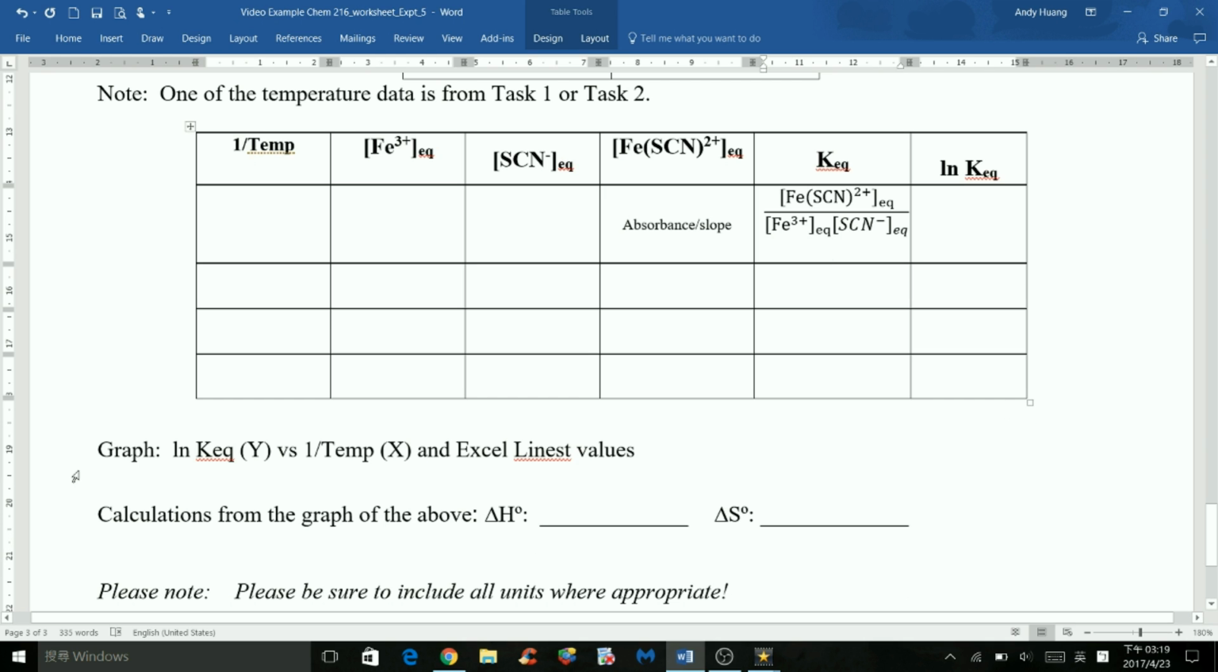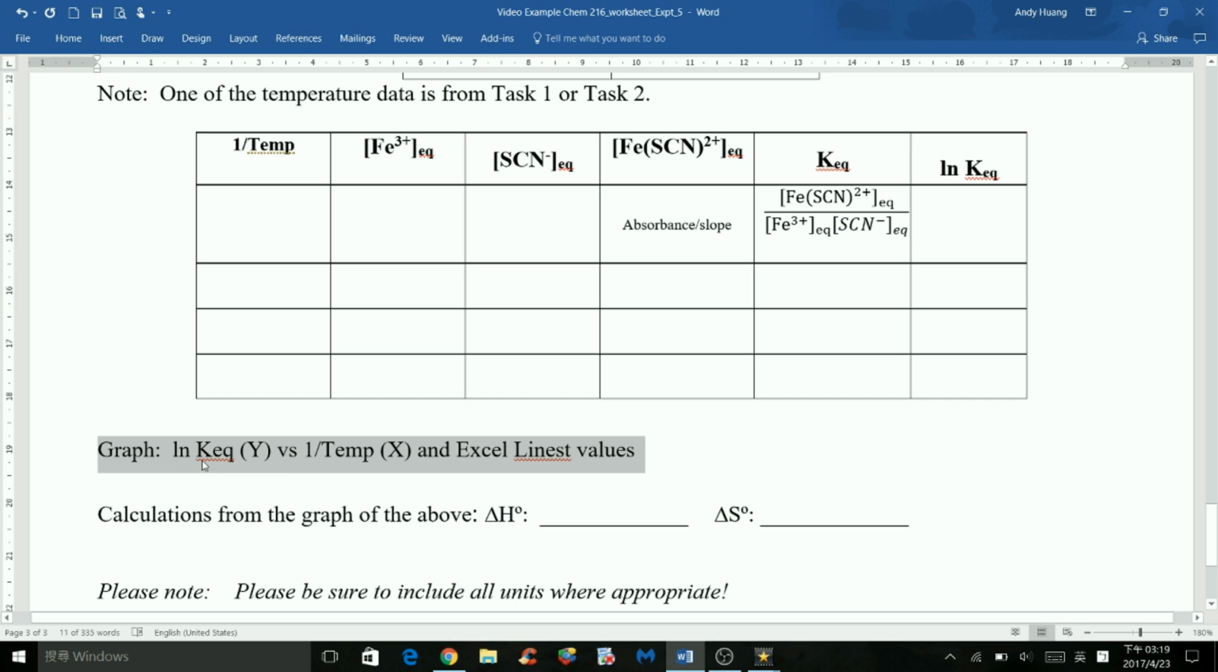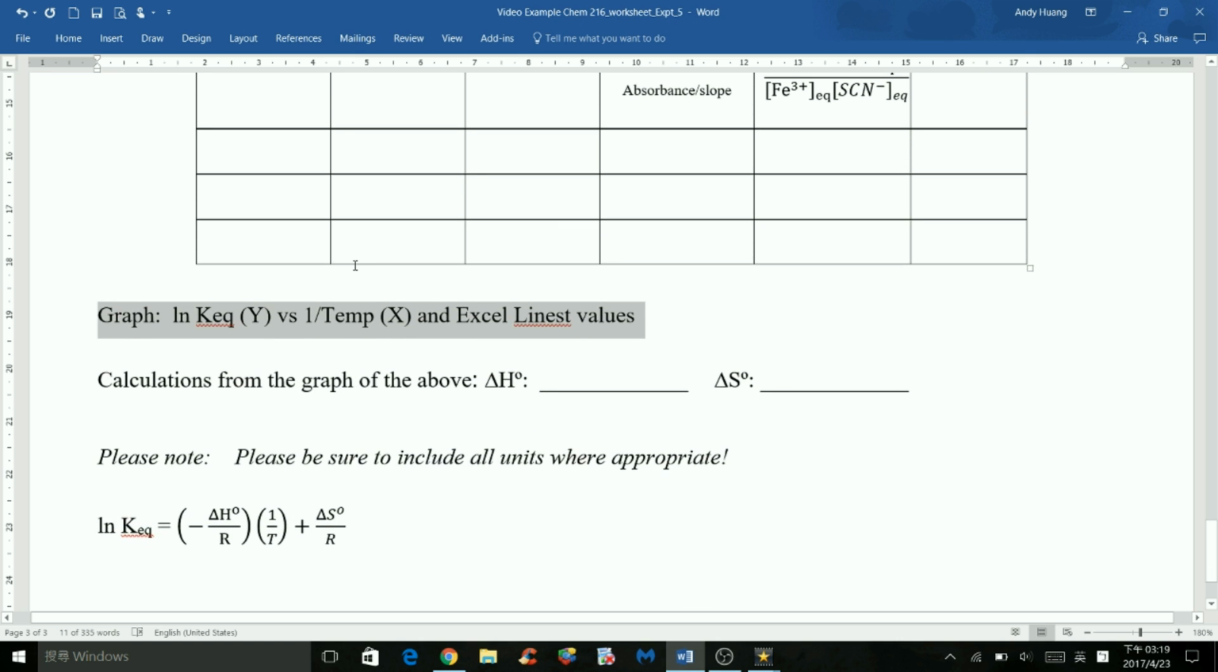And you're told to graph natural log of equilibrium constant versus 1 over T. So this is your y-axis here, and this is your x-axis, and you will end up with a Van 't Hoff graph. So the next calculations you need to carry out will help you to solve for the enthalpy and the entropy.